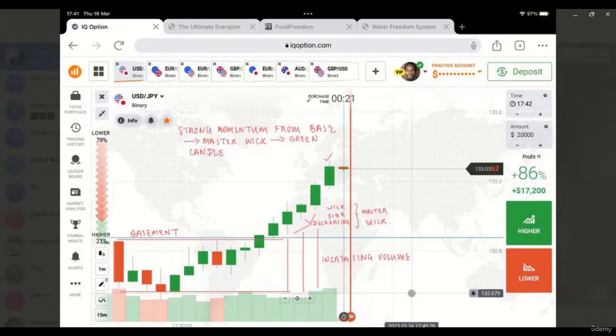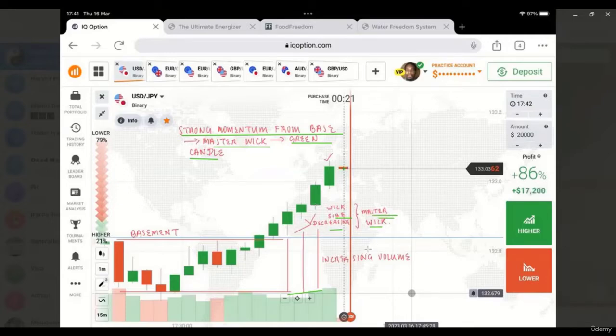So here, a strong momentum from the basement and master wick green candle. So the basement, and then this is the situation here, this candlestick. Wick size decreasing.